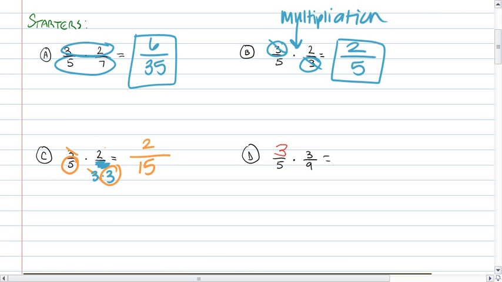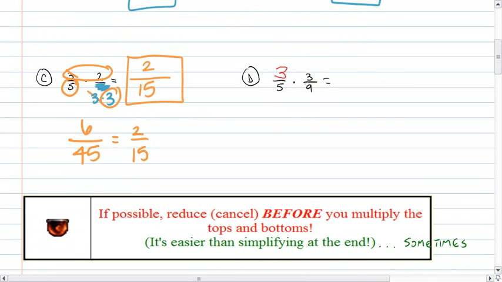So we could have multiplied straight across the top and done 3 times 2 to get 6, and 5 times 9 to get 45, but we would have then had to simplify this since 6 and 45 are both divisible by 3, and we would have ended up getting 2/15 anyway. So the point here is that it's oftentimes easier to cancel before you multiply than it is to wait until you've already multiplied and then try to cancel things. So again, look for those opportunities.